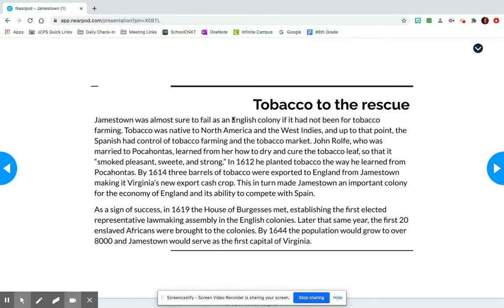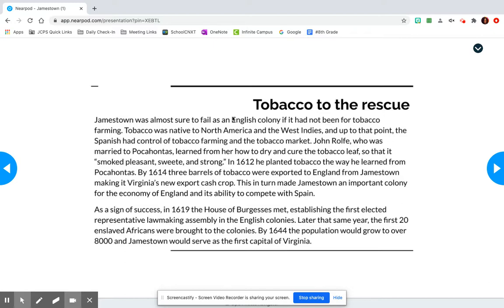Tobacco was native to North America and the West Indies, and up to that point, the Spanish had control of tobacco farming and the tobacco market. John Rolfe, who was married to Pocahontas, learned from her how to dry and cure the tobacco leaf so that it smoked pleasant, sweet, and strong. In 1612, he planted tobacco the way he learned from Pocahontas.